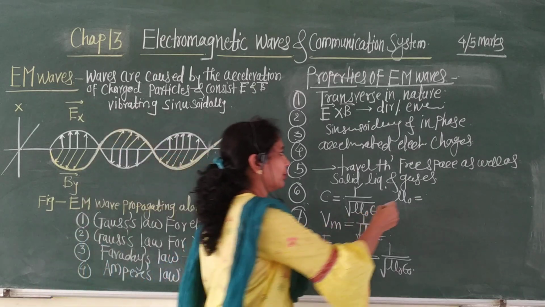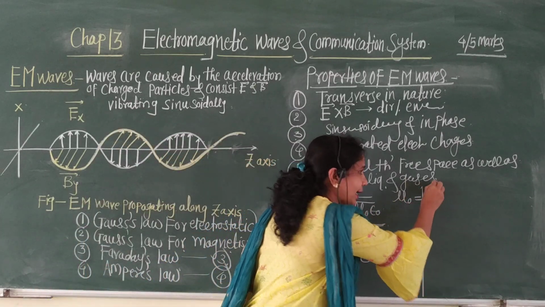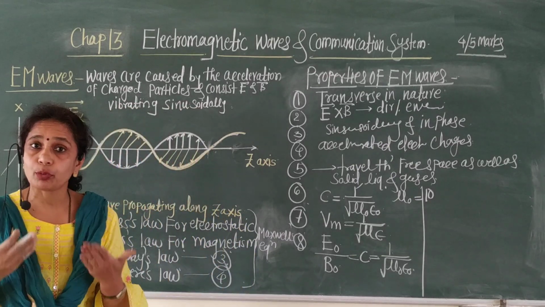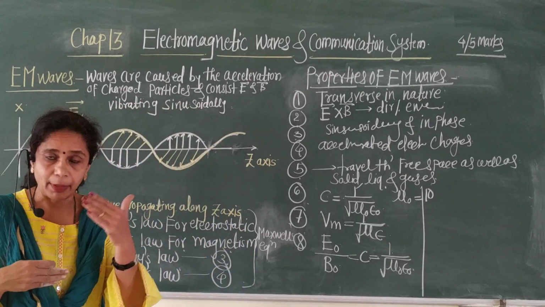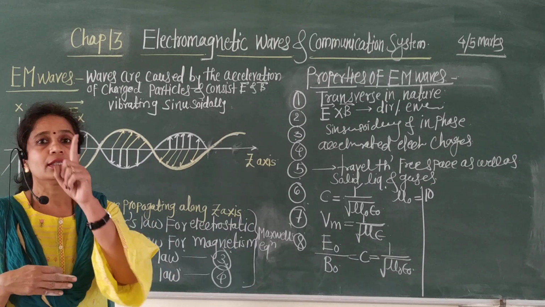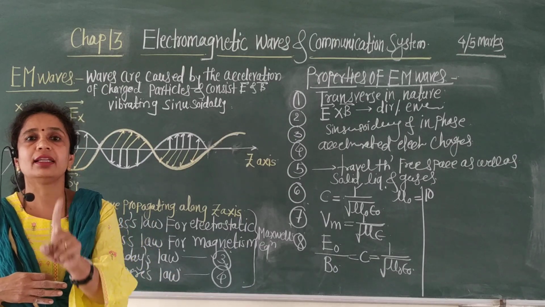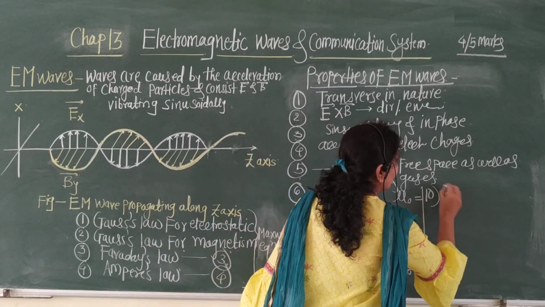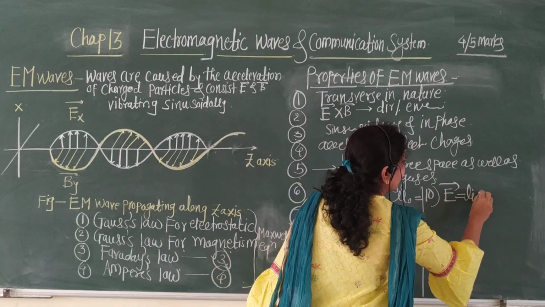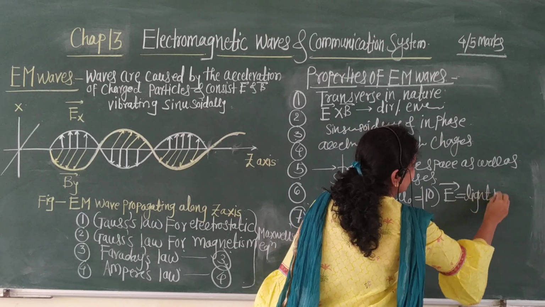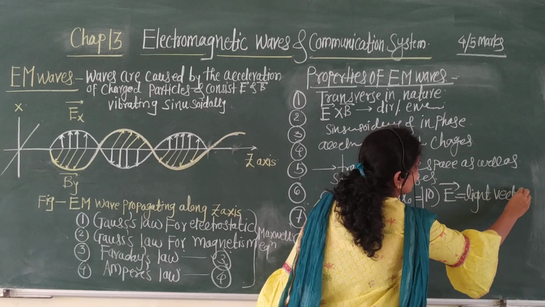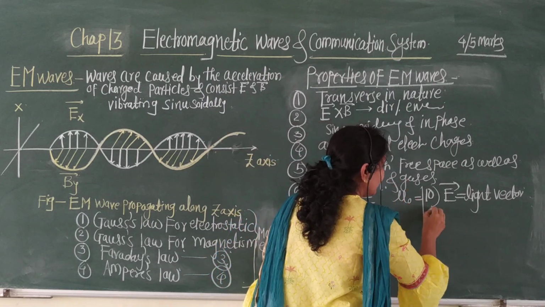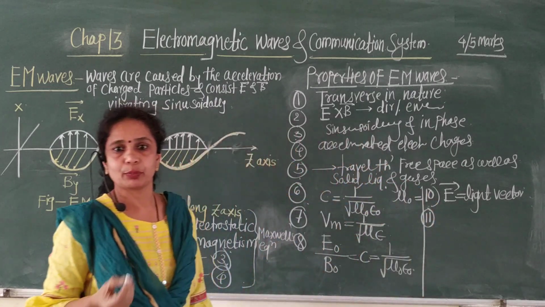Then 10 number property. As the electric field vector is more prominent than the magnetic field vector, it is called a light vector. Electric field vector is called a light vector. This is the property number 10. Then 11 number property.